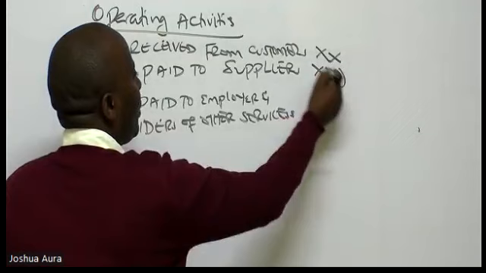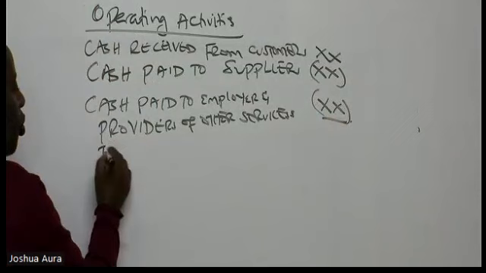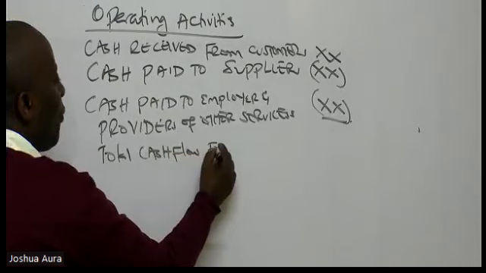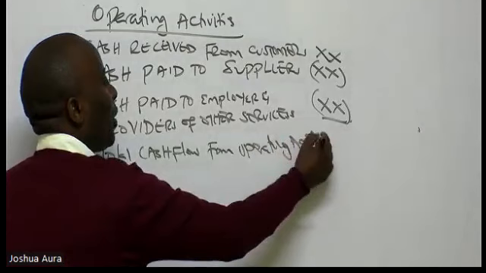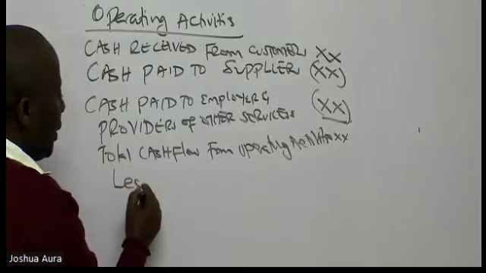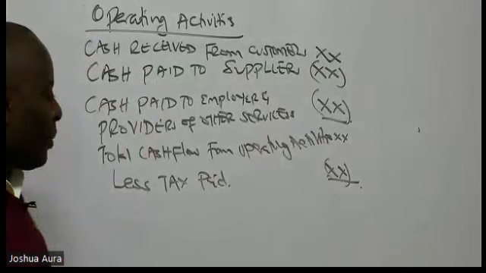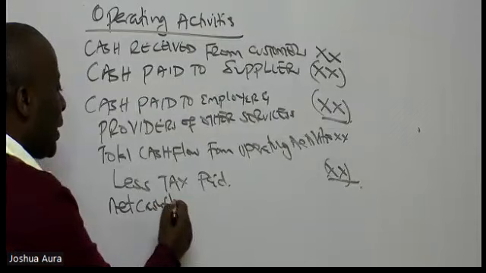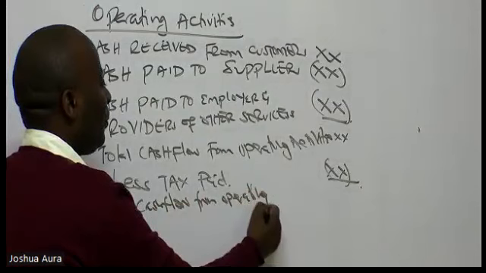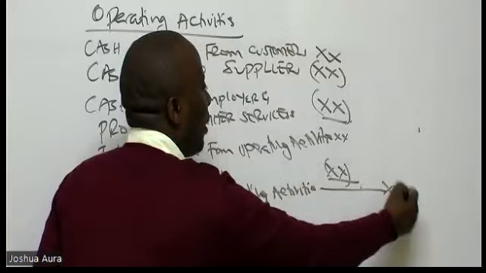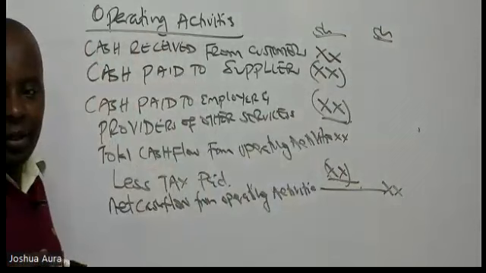And then we shall get our total cash flow from operating activities, from which we deduct the tax paid. Out of this subtraction, the net amount we shall call net cash flow from operating activities, which we shall transfer to this other column. Remember, here we have shillings. So the net cash flow from operating activities, we shall take here.